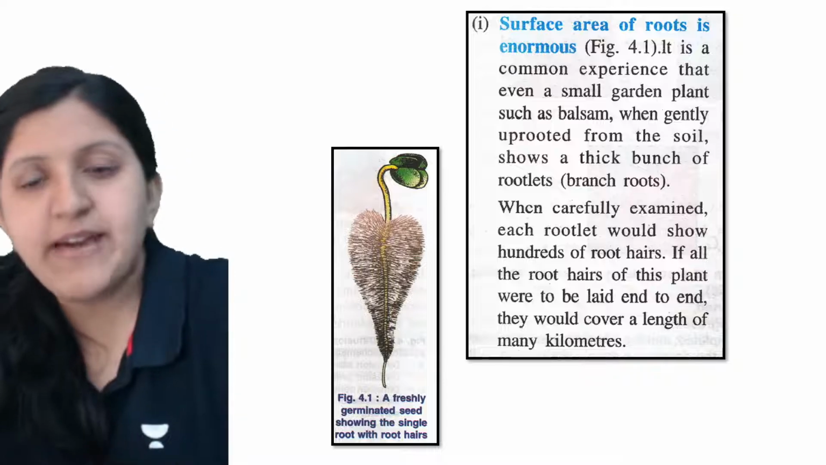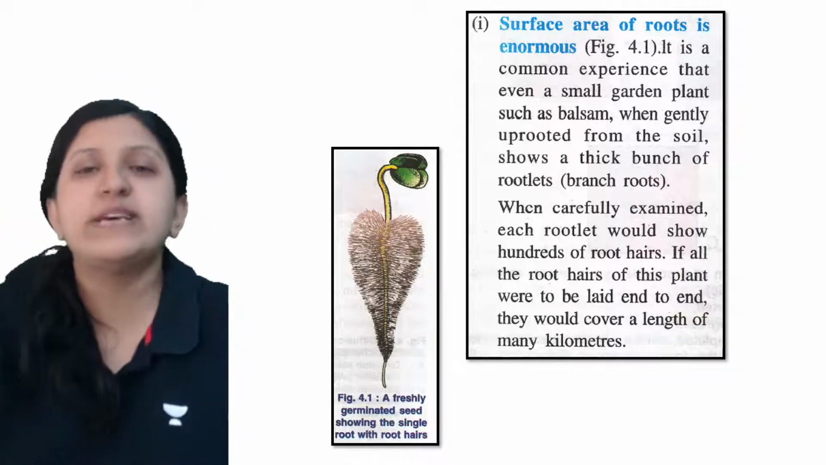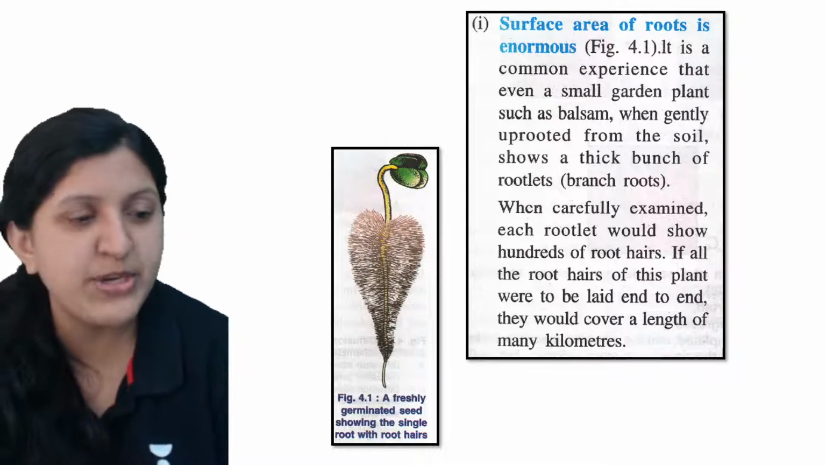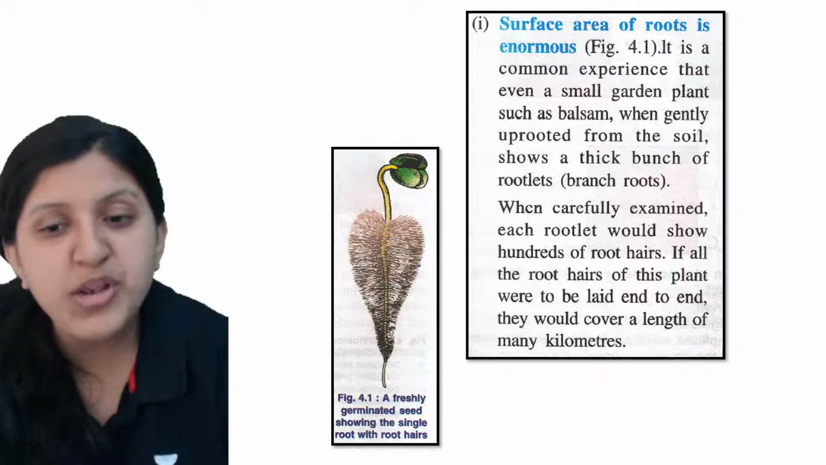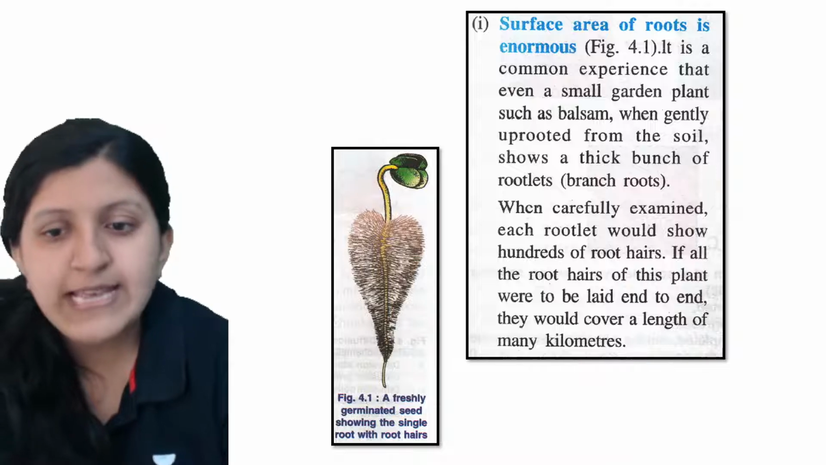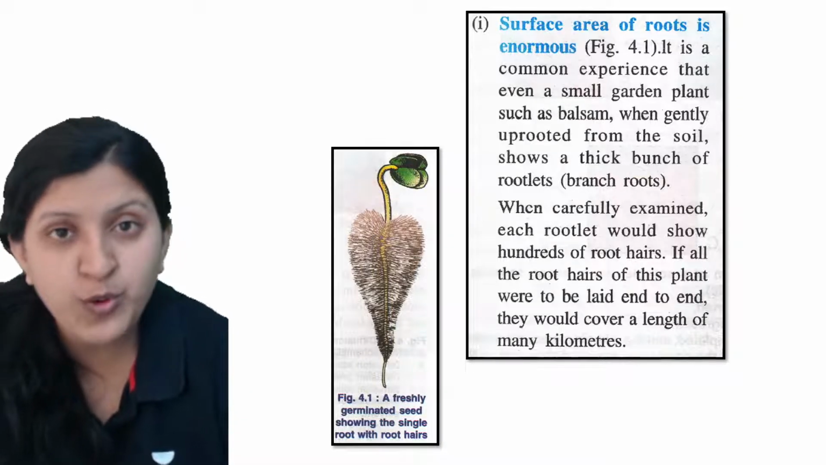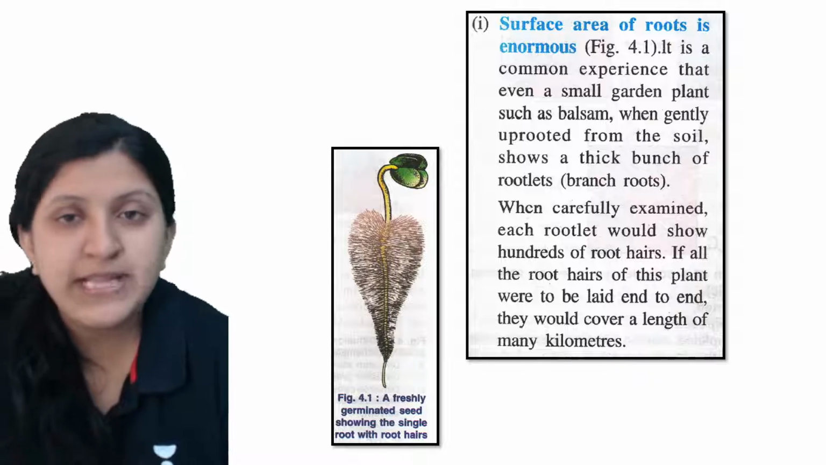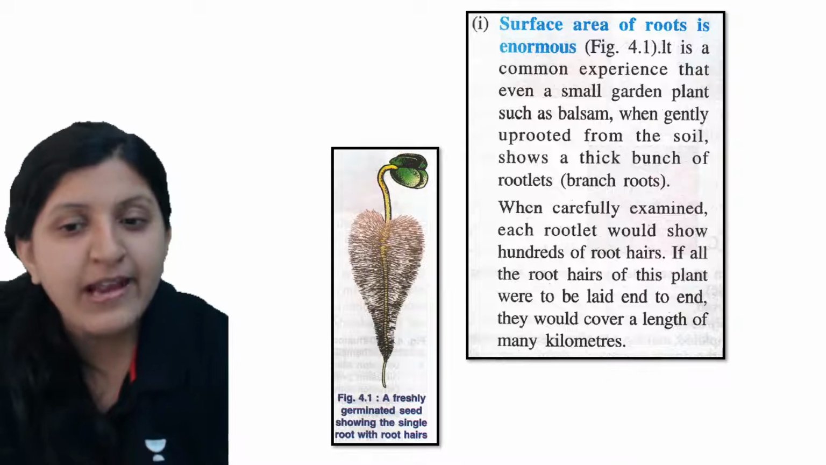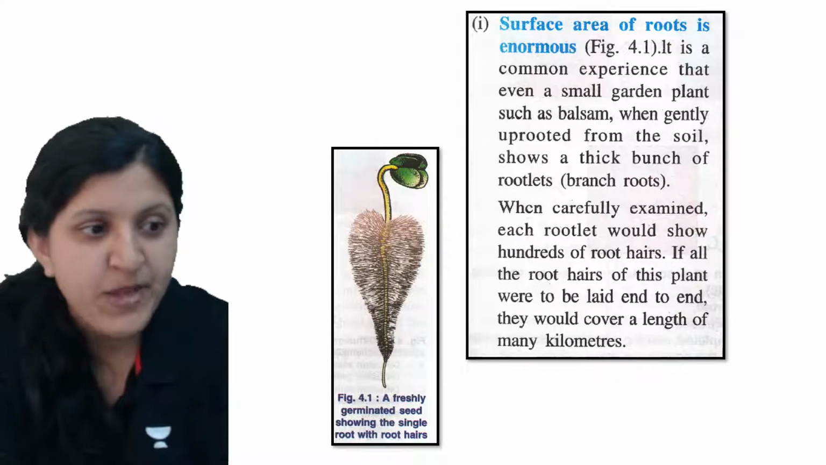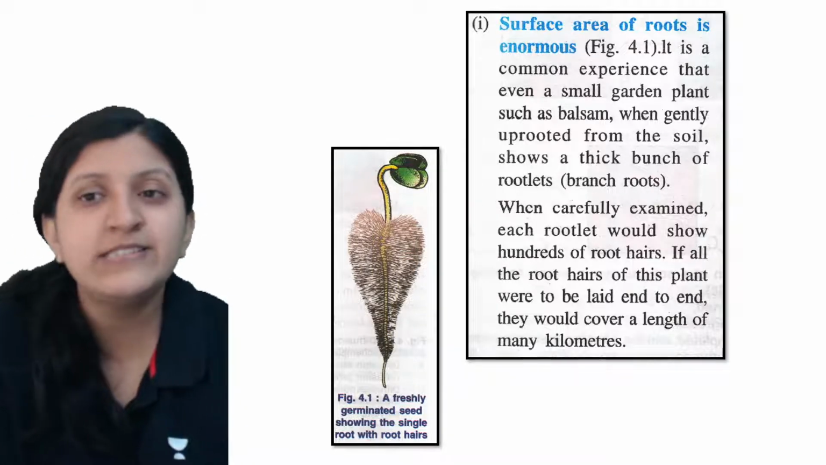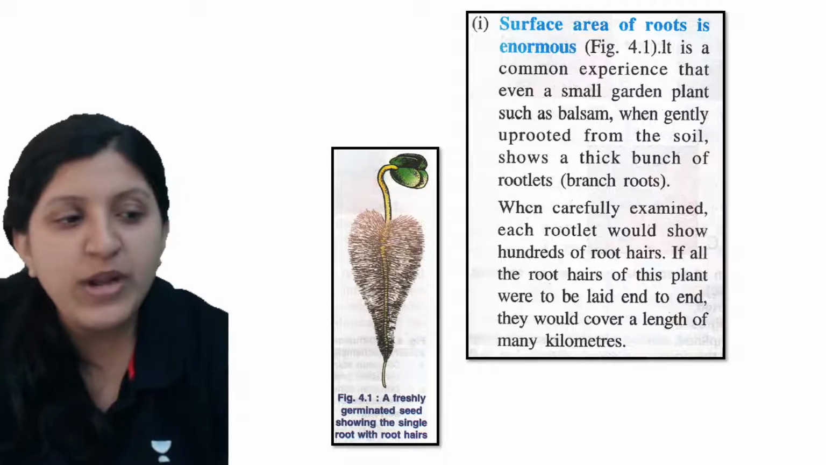Okay, so let's have a look at this. That is, the surface area of the root is enormous. How is it enormous? You can just have a look at the picture which is given here. A freshly germinated seed showing the single root with the root hair. You can see many root hairs, and there is a single root. What is the meaning of that? Each epidermal cell in the single root is extending, and that extended form itself is the root hair formation.